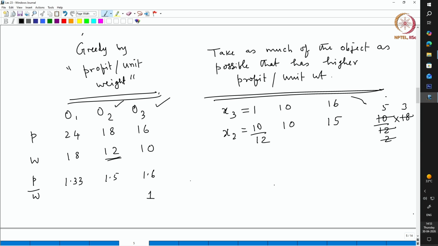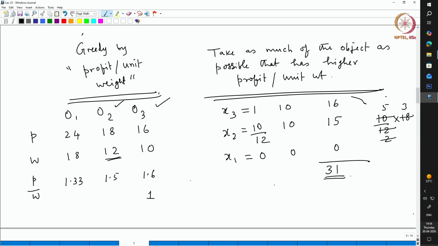And now 10 plus 10 is 20. I have completely used up my capacity, I cannot take any more, and therefore I am getting a profit of 31 in this scheme. If I go greedily by profit per unit weight, I am getting a profit of 31. But is this maximum? What if there is some other fractional combination that gives a better profit? Or is it just for this example, or is it true for any arbitrary input?